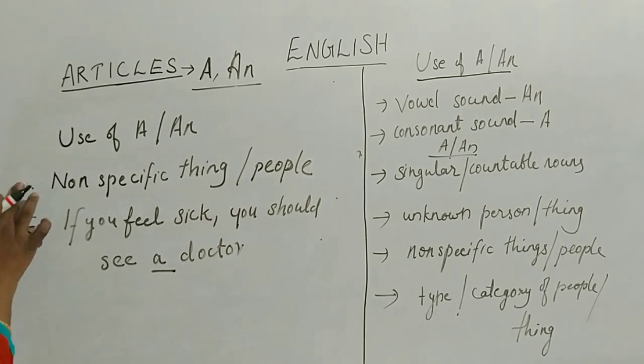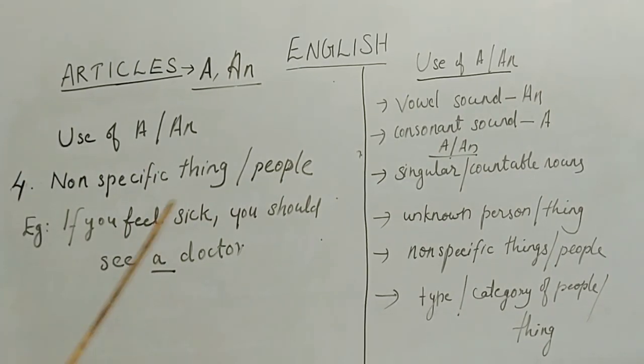The fourth point is non-specific thing or people. We can use the word which is non-specific, whether it is a thing or people. In front of those words we can use the indefinite articles a or an. For example, if you feel sick, you should see a doctor. Here the noun is doctor. Okay, so in front of the word doctor we have used the article a because in a hospital many doctors will be there. So here we are not mentioning any specific doctor. You can consult any doctor. So if you feel sick, you should see a doctor. If it is a non-specific thing or people, we can use the indefinite article a or an.